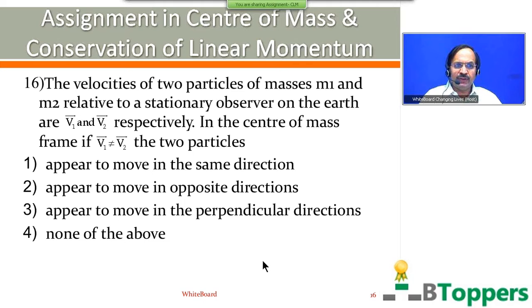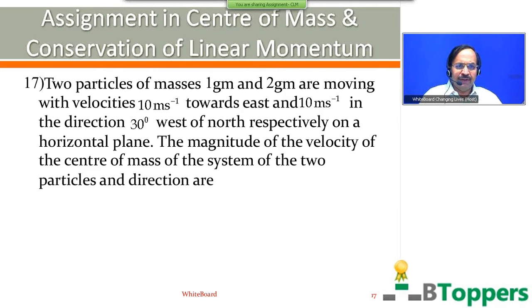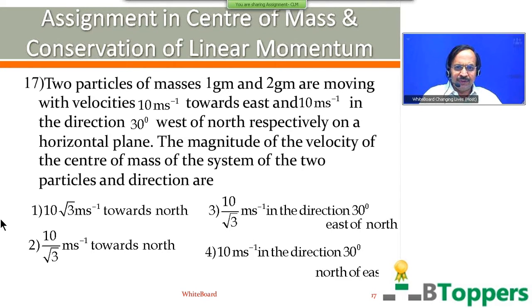In case you need more time to answer this question, you can take a pause and take your time. I am going to show the next question on screen. See the question number 17. Two particles of masses 1 gram and 2 gram are moving with velocities 10 meters per second towards east and 10 meters per second in a direction 30 degrees west of north respectively on a horizontal plane. The magnitude of velocity of center of mass of the two particles and direction are. Come on, try the question.